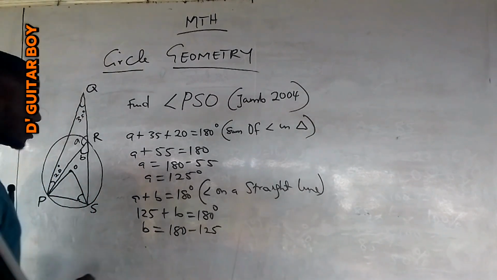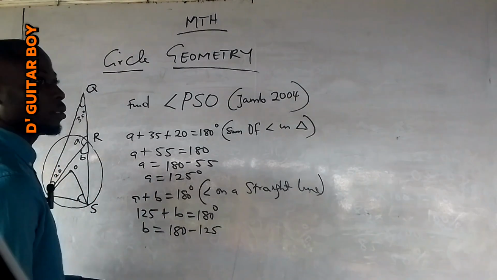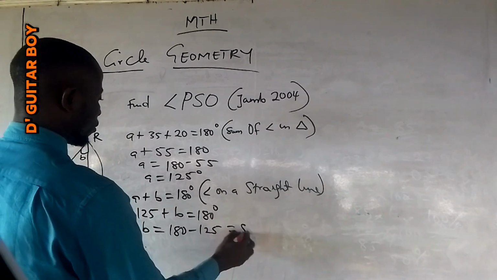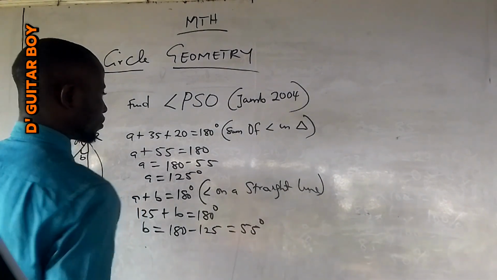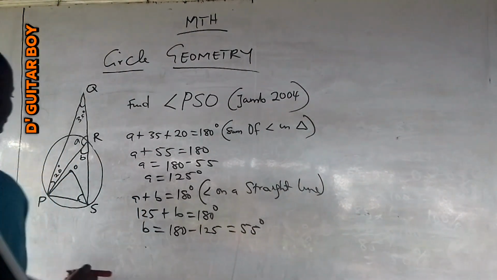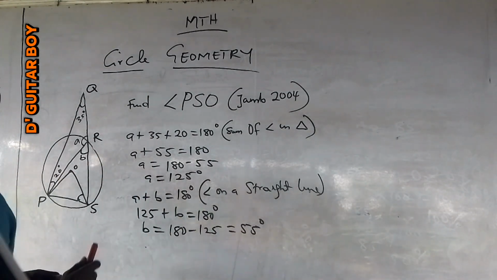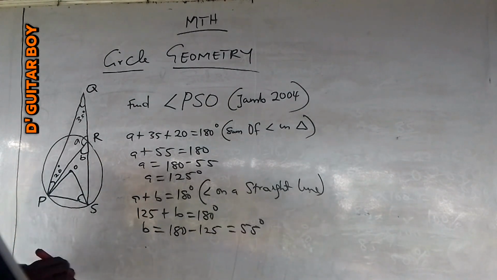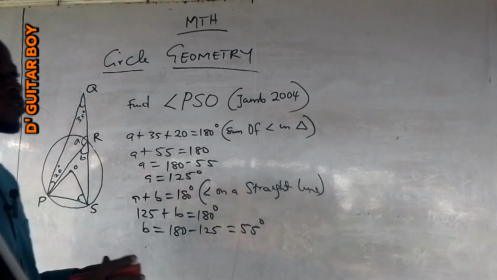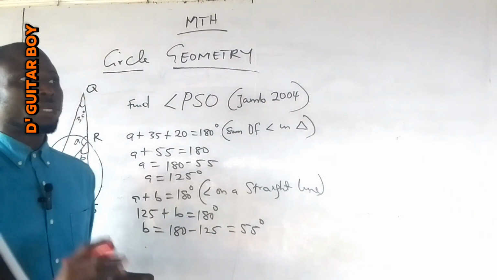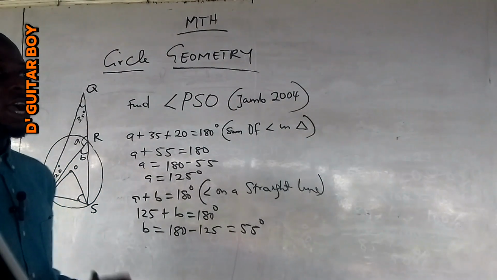125. 180 minus 125 will now be 55, which is equal to what? 55 degrees. Now, after getting that, don't forget, there is another theory, though I don't think I gave you this, but just note that in an isosceles triangle, the base angles are equal. The base angles of an isosceles triangle are equal.